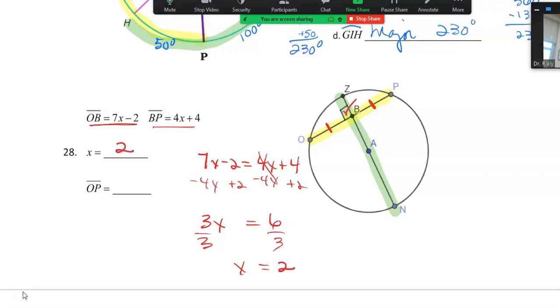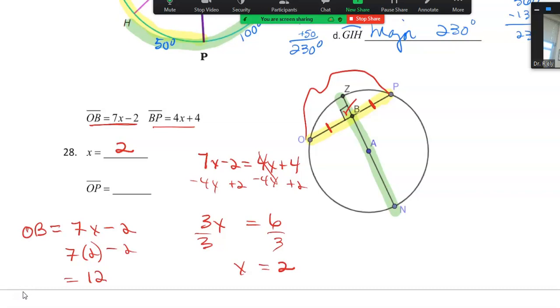Okay, now they want to know the length of OP. OP is the entire piece. So OB is 7x minus 2. Use your x. That's going to give me 14 minus 2 is 12.